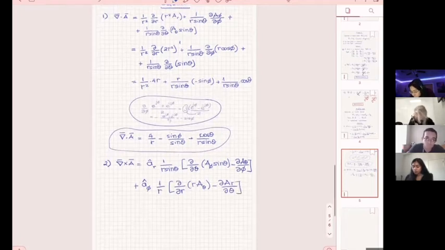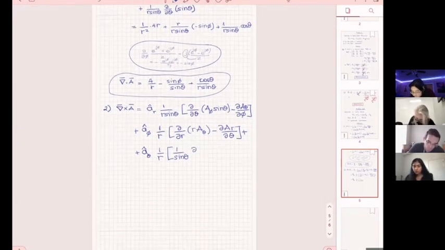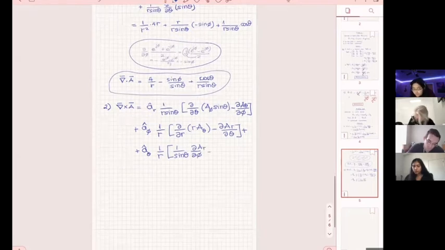And then the last is the theta component, 1 over r, and then 1 over sine theta, partial, meaning derivative with respect to phi of a sub r, minus partial derivative with respect to r of r a sub phi. Okay.